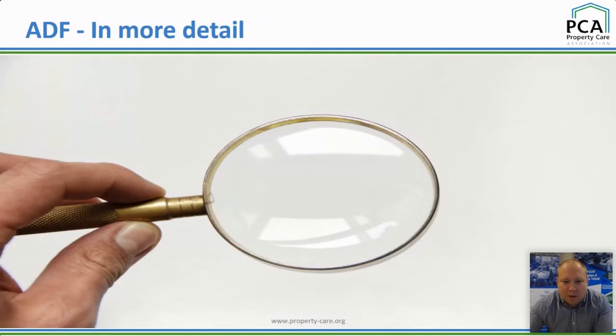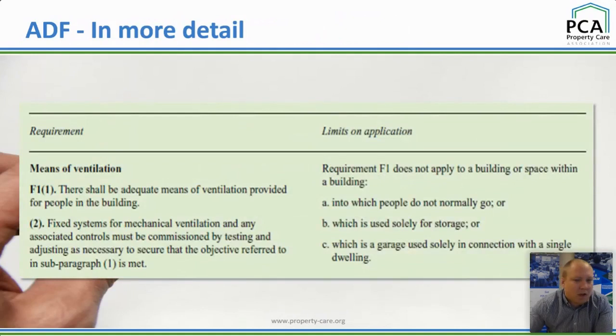But let's have a look at it in a bit more detail. So, what are the requirements of Approved Document F, which you will have clocked that I've already shortened to ADF? If I refer to it as that, that's what I'm referring to. Requirement 1: there shall be adequate means of ventilation provided for the people in the building. That seems perfectly reasonable and understandable. Number 2: fixed systems for mechanical ventilation and any associated controls must be commissioned by testing and adjusting as necessary to secure the objective referred to in the first one.